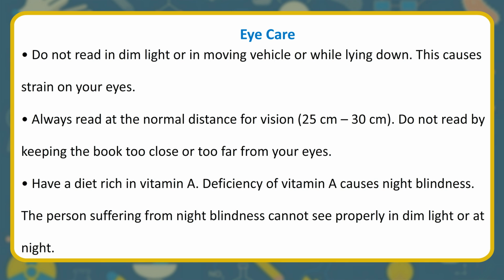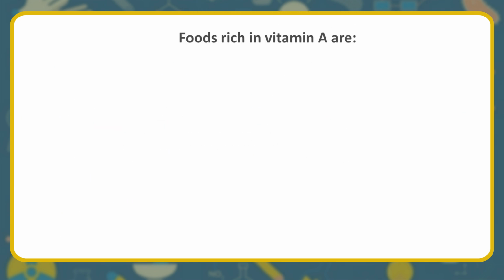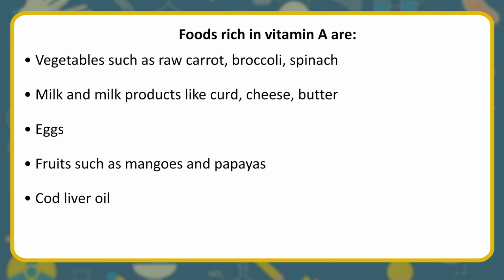Have a diet rich in vitamin A. Deficiency of vitamin A causes night blindness. The person suffering from night blindness cannot see properly in dim light or at night. Foods rich in vitamin A are vegetables such as raw carrot, broccoli, spinach, milk and milk products like curd, cheese, butter, eggs, fruits such as mangoes and papayas, cod liver oil.